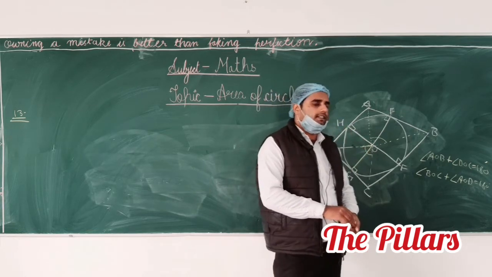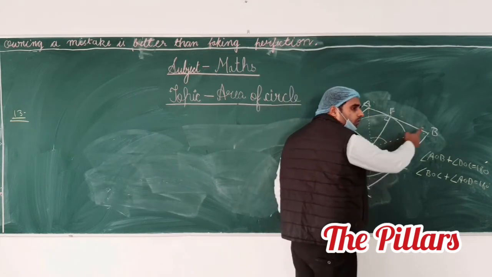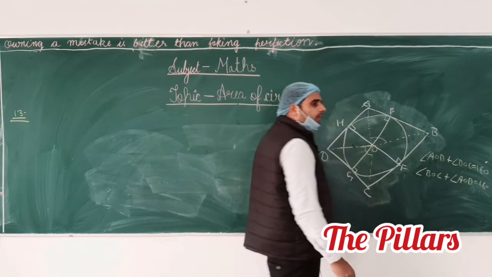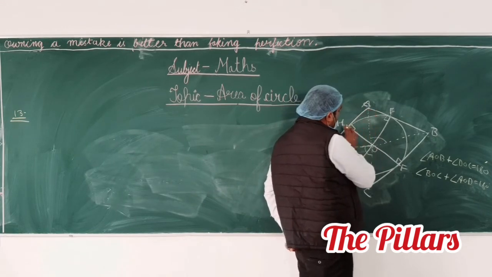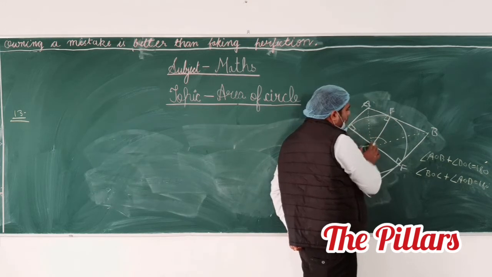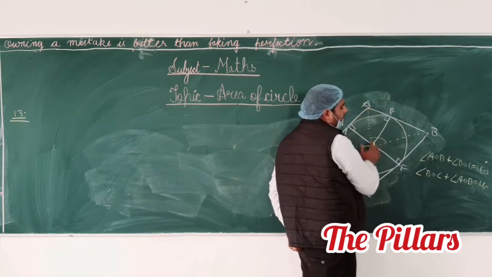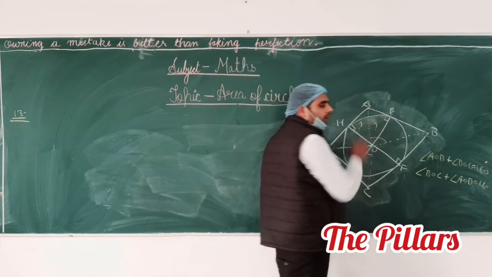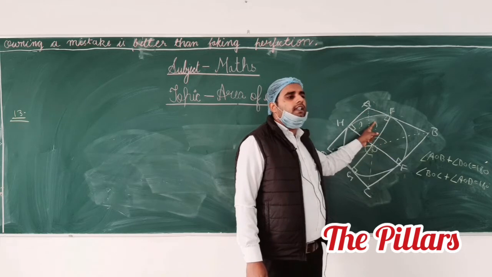Now we have to do the construction. Join O to A, join O to B, join O to C, join O to D. You see that whenever you join O to A, it divides the figure HOE into two triangles, triangle HOA and triangle AOE. If you prove that these two triangles are congruent, then their corresponding angles are equal.